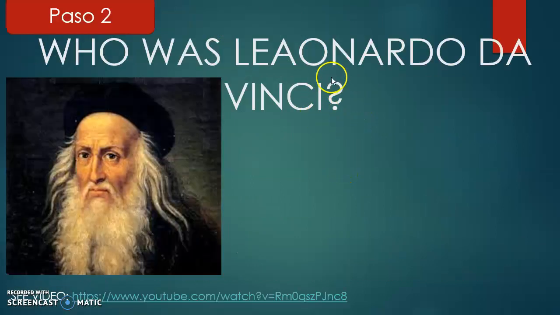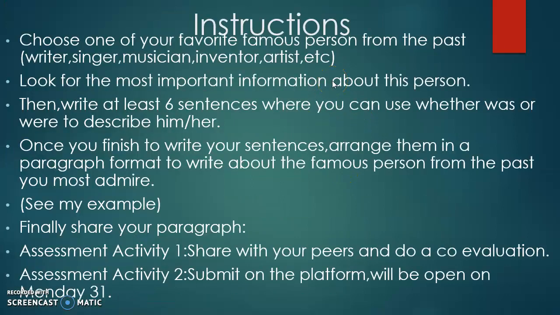The instructions. Choose one of your favorite famous people from the past. It could be a writer, a singer, a musician, an inventor, or an artist. Second, look for the most important information about this person. The third one, then write at least 6 sentences where you can use was or were to describe him or her.